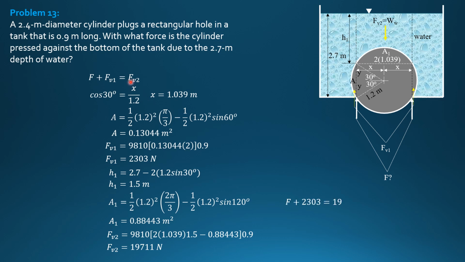Finally, substitute here. F plus FV1, 2303, equals 19711. So F, that's the reaction, but the question is with what force is the cylinder pressed against the bottom of the tank? It should be the opposite, so it should be downward. So F is 17408 newtons down. So that is the force where this cylinder is pressed due to the presence of 2.7 meter deep of water. So that's it.